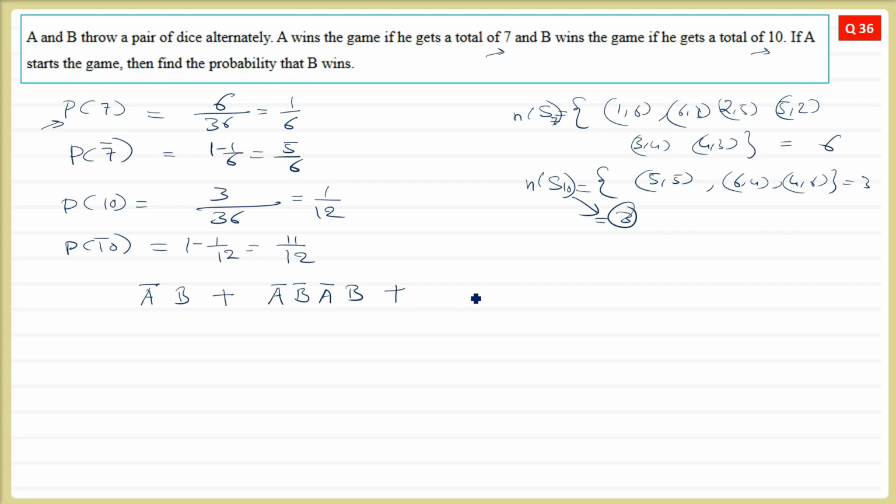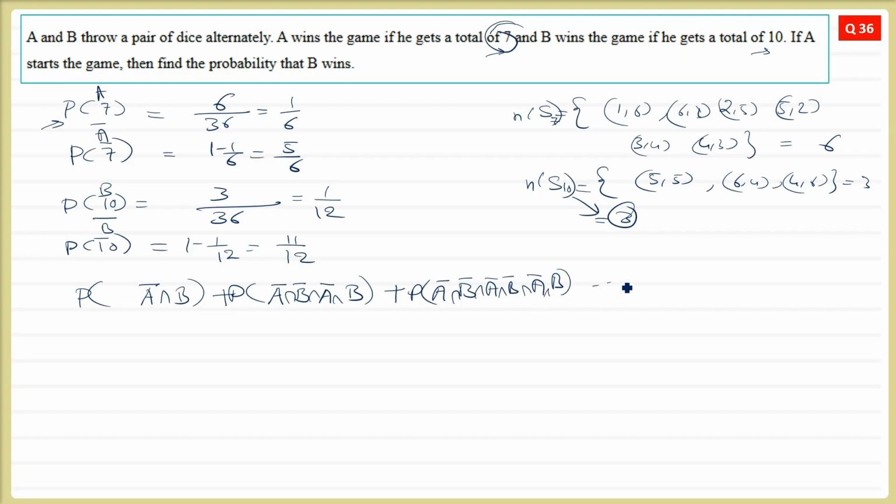Now what will be the next one? A has to fail, B has to fail, A has to fail, then B again has to fail, then A has to fail, then B is going to pass. Now this 7 we are calling A, PA's probability. So PA is 1 by 6, PA bar is 5 by 6, PB is 1 by 12, PB bar is 11 by 12. So these are the probabilities of the intersections between them.